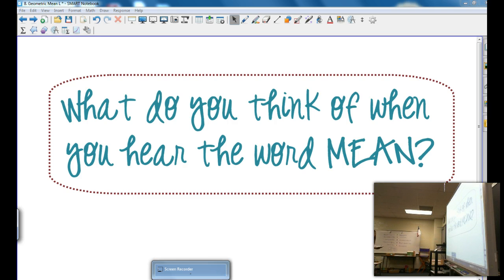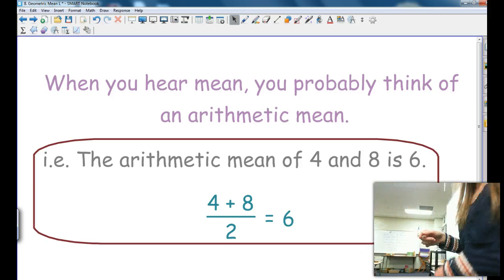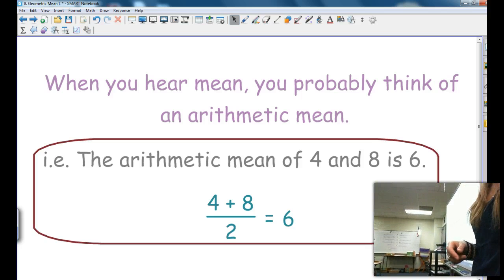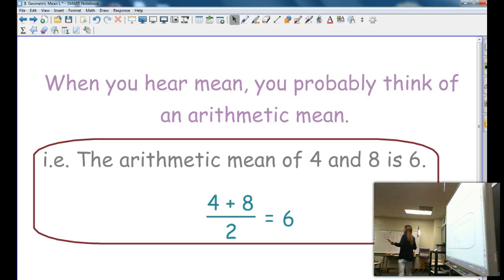Yeah. So that's what a mean is. Well, that's what an arithmetic mean is. Did you know there's different means out there? When you hear of mean, you probably think arithmetic mean. You add the numbers, you divide by 2. If there's 3 numbers, you add the numbers and divide by 3. If there's a million numbers, you add the numbers and divide by a million. Okay? So that's an arithmetic mean.